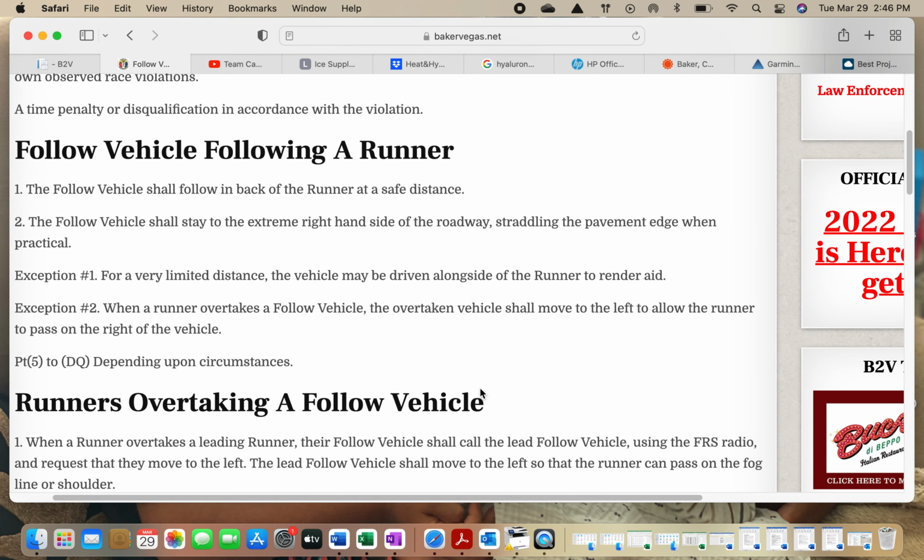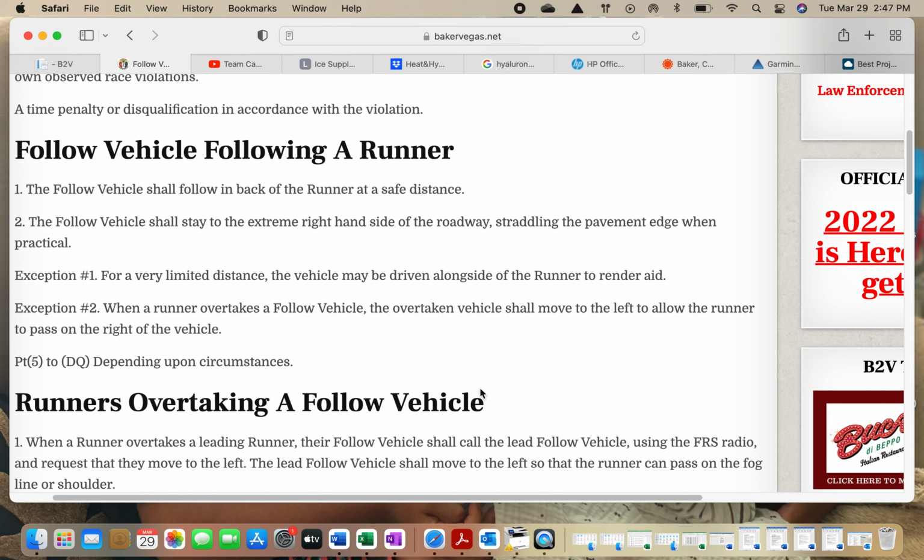Bring these up for you. If you need to drive alongside to give your runner water or any other type of aid, please do so. And exception number two, when a runner overtakes a follow vehicle, the overtaken vehicle shall move to the left to allow the runner to pass on the right. This is important. We don't want runners obviously going around the follow vehicles. Follow vehicles, please keep an eye on your backside there. Make sure if you got a runner coming up that you move over in the vehicle behind. If your runner is approaching, please let the vehicle in front of you know that your runner is approaching and pull to the left. That way your runner can pass. These are important bits of information there.